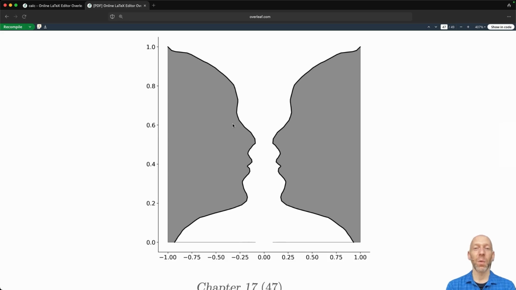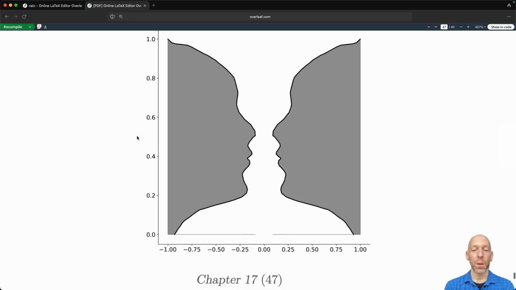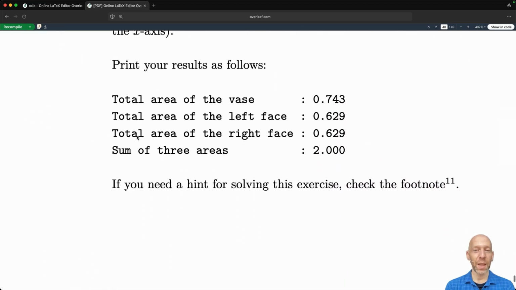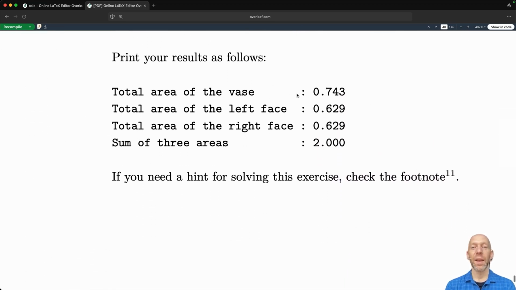All right. What we want to do is calculate the areas of these three geometric shapes. So the left face, the right face, and the vase in the middle that's created as the empty space between the two grayed out faces. And to calculate this, I want you to use the trapezoid rule from Riemann approximations. You should get that the total area of the vase is around 0.7, and the areas of both faces are the same at 0.629.